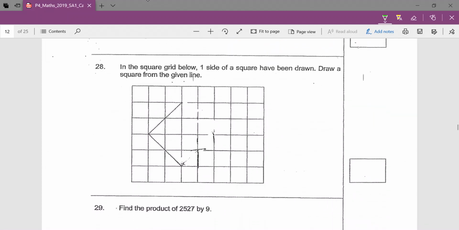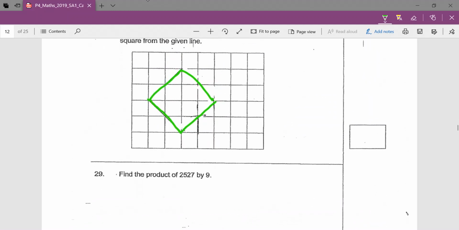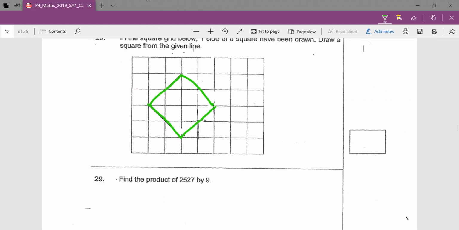In the square grid below, a side of a square has been drawn. So you draw the remainder. As you can see, there are 2 units across here. 2 units down like that, 2 units across like that, and you have a square. Pardon me that I don't have a ruler, but you have a ruler with you when you're doing this question, so please do it properly.